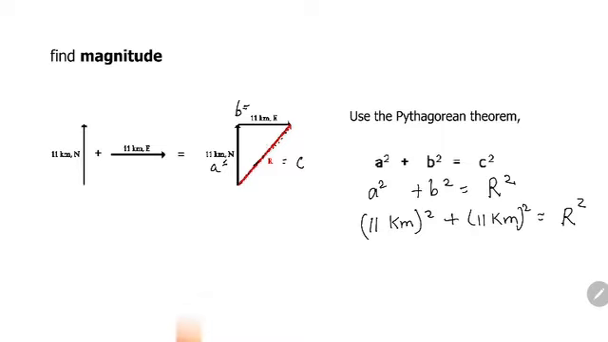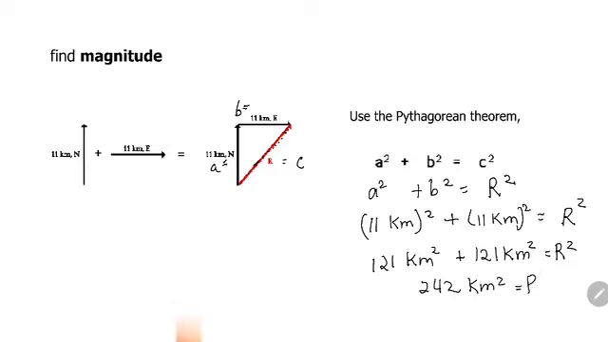So, 11 squared is 121. Siyempre, square mo din yung kilometer. This one is 121 also, of course. R squared. Pwede ko silang i-add: 121 plus 121 is 242. I copy the unit. Kilometer squared equals R squared. This is not yet the final answer kasi yung R or the resultant, meron siyang square. So to remove that, you have to put both sides in a square root.